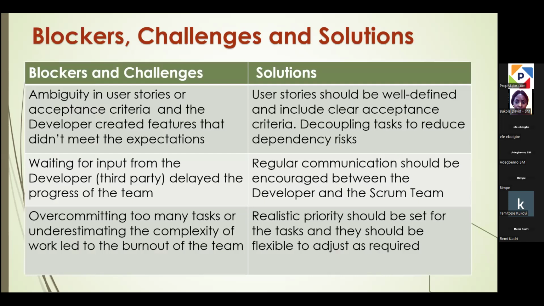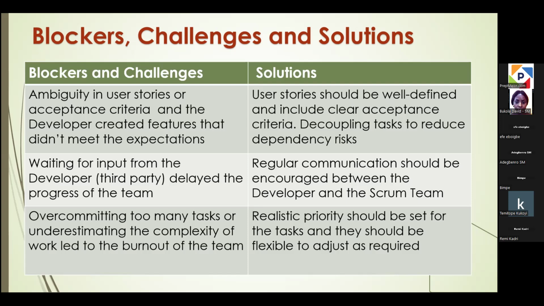The blockers and challenges that we had during the sprint that kept us from progressing for a long time: the stories were kind of ambiguous. So the developer was not able to develop something that met the expectations, so the QAs could not go further, and we kept going back and forth. The solution is that we should define our stories as simply as possible for the developer to understand, and then for the QAs to be able to work on their own part as well.